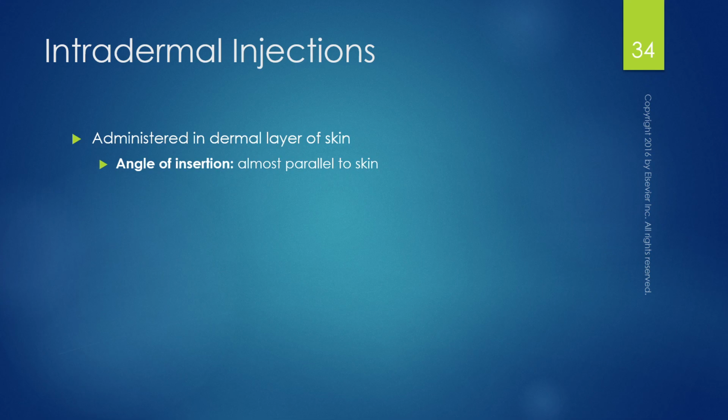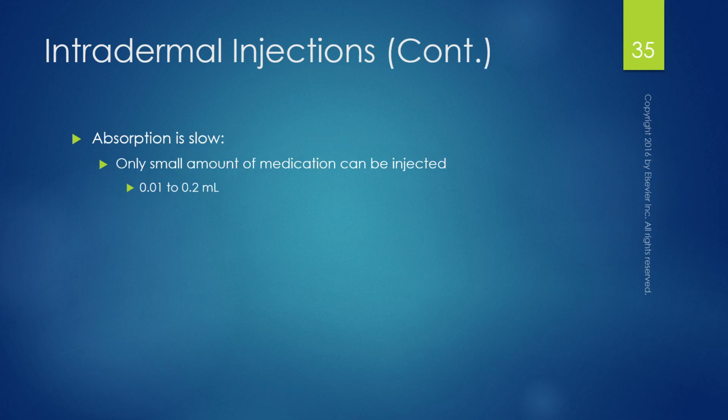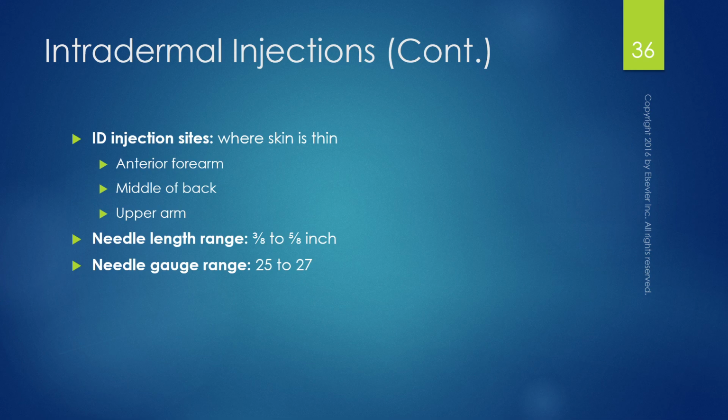Intradermal injections are administered into the dermal layer of skin between the epidermis and dermis. The angle of insertion is parallel to the skin or nearly parallel. And the absorption is slow, so we can only give a very small amount, somewhere between 0.01 and 0.2 milliliters. You have to do it where the skin is thin, so not calloused skin. Anterior forearm, middle of back, or upper arm are spots where this can be done.